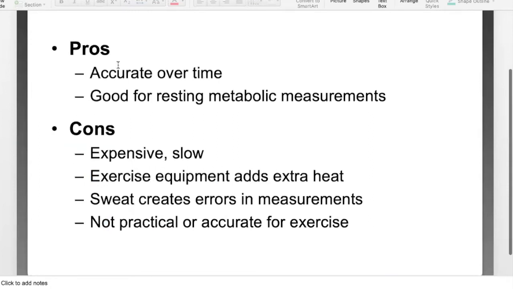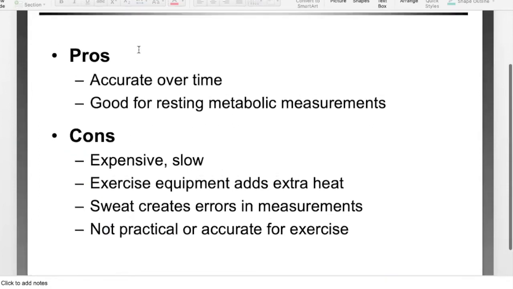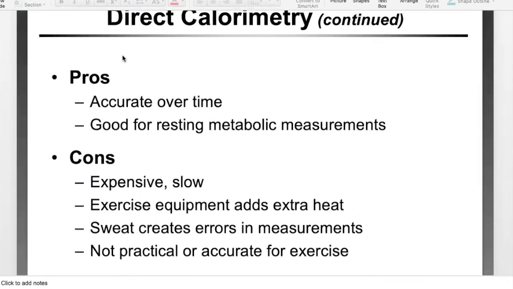Now, this is very accurate. This is probably the gold standard in any type of caloric assessment. Gold standard is the most accurate one that you can have. So it's very accurate, and it's good for resting metabolic measurements, so for somebody not exercising at their highest intensity. But I don't have one of these pieces of equipment at Assumption College.